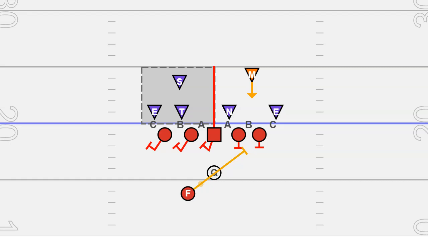The last pass protection module will discuss the four-man slide called Rico and Leo. This is a simple adjustment from a three-man slide to a four-man slide used to combat odd fronts, double A-gap pressures, personnel mismatches, etc. Spread them and shred them, and spin it to win it.